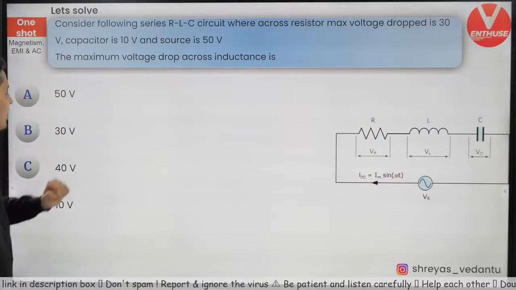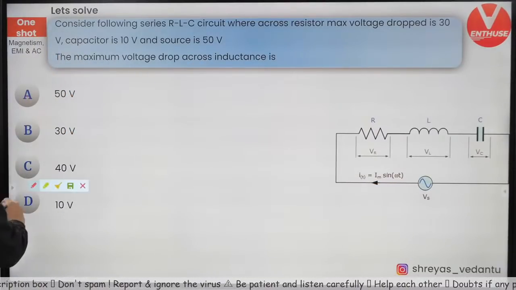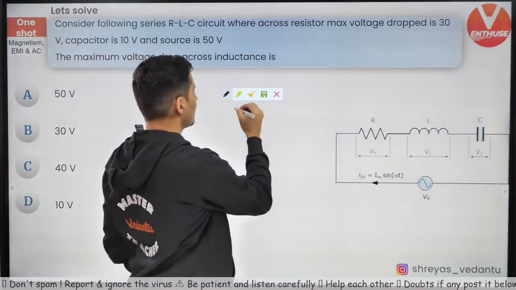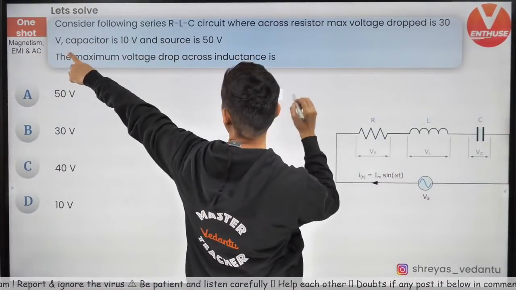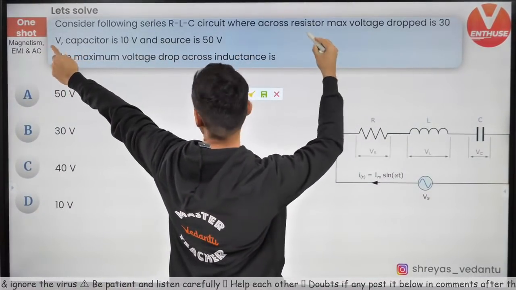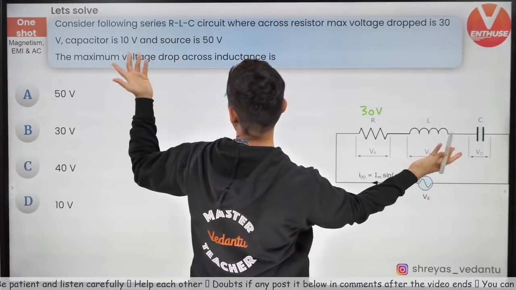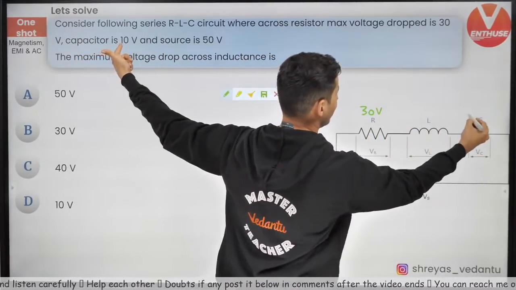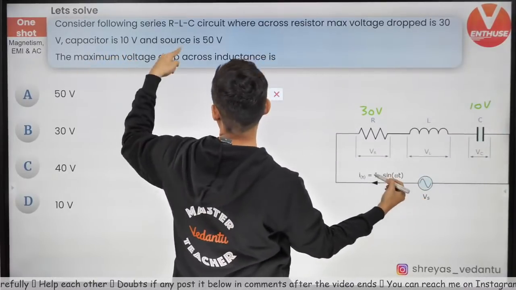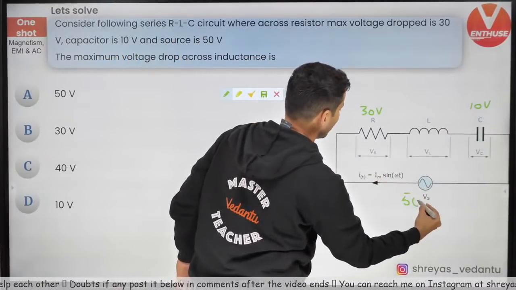Question is, what is the voltage across the inductor? Many students are going to make a mistake. Let me just write the values. Across the resistor, it's 30 volts. Across the inductor, we have to find it. Across the capacitor, it is 10 volts. Across the source, it is 50 volts.